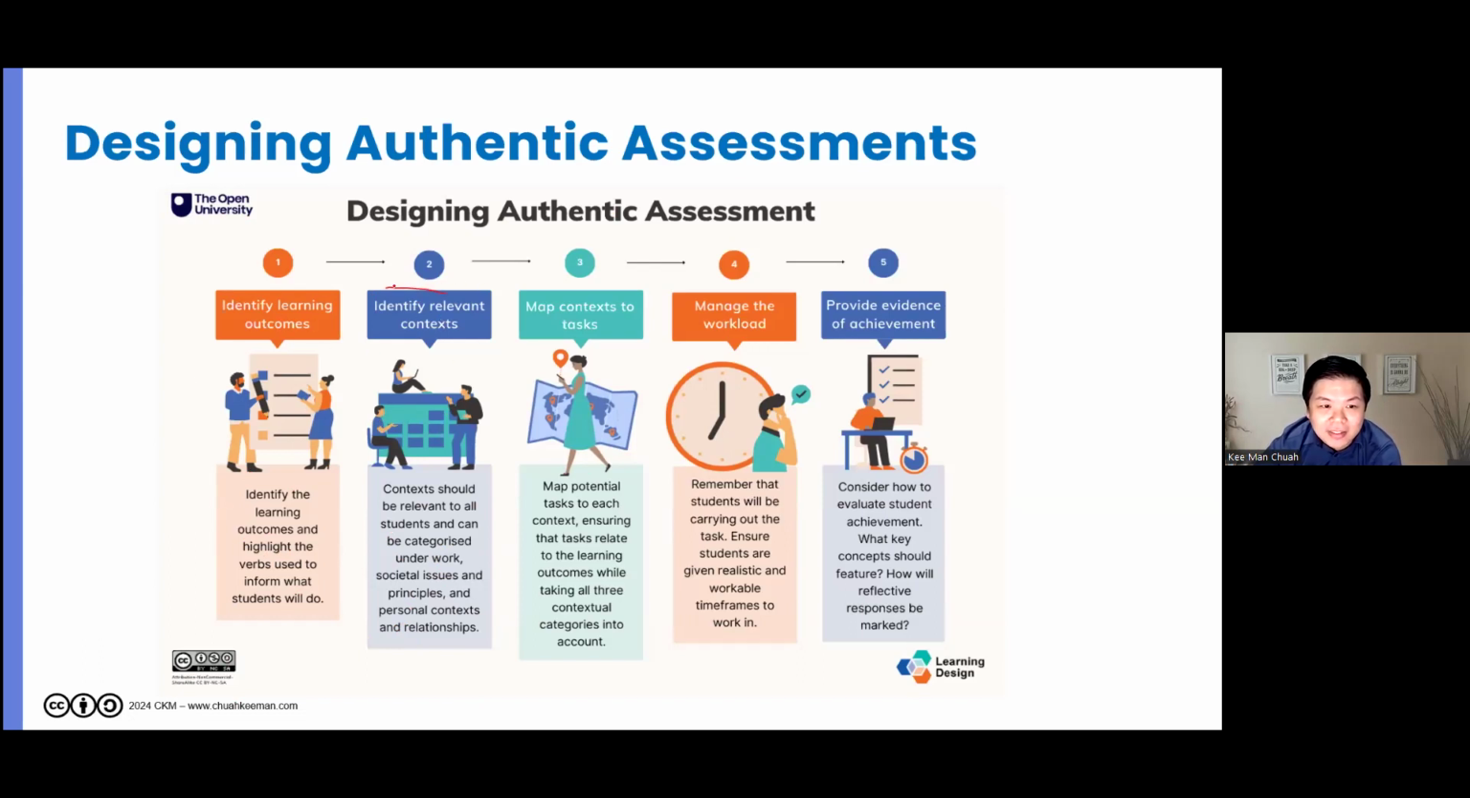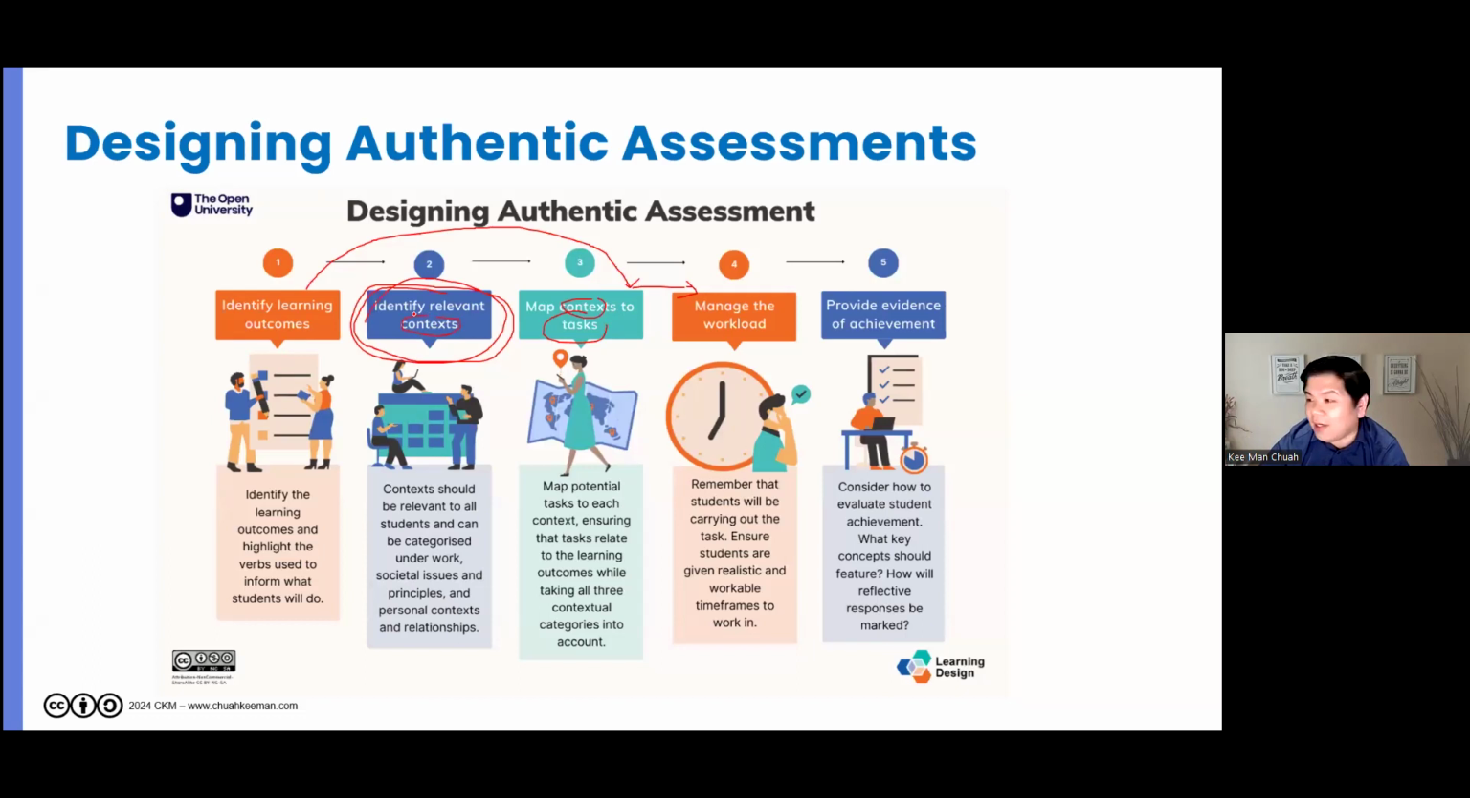And then the context, this is the part that we often skip. We always skip from the outcome straight away to task and then straight away to workload. Task as in, we don't even map the context, we just map LO and the task. We skip the context part sometimes. Like we see the LO is A, then we quickly find a task and then just match the A. We forgot about the context part.